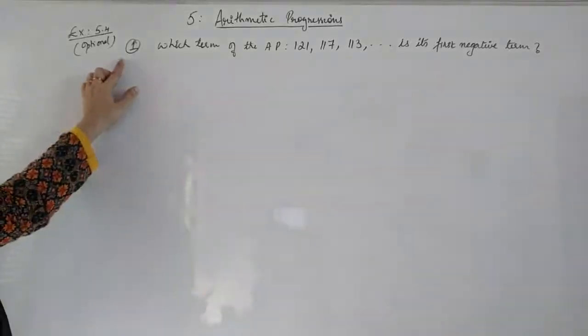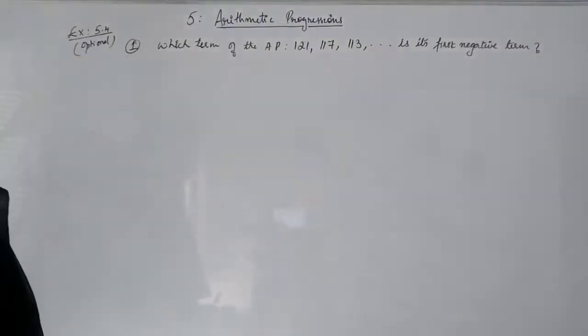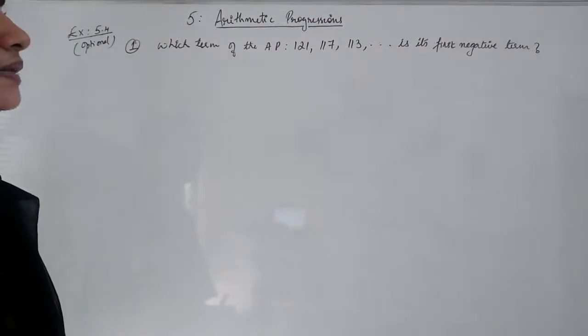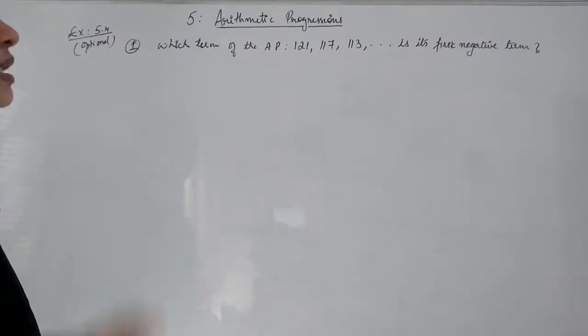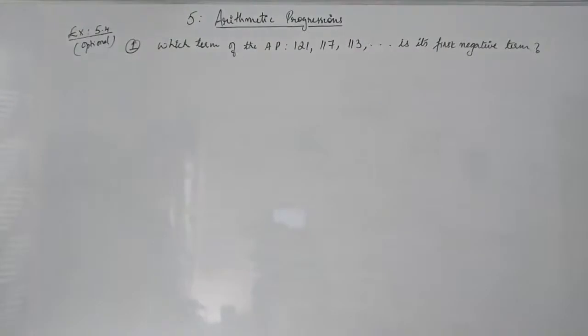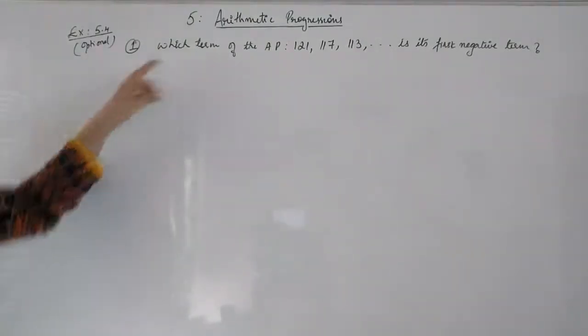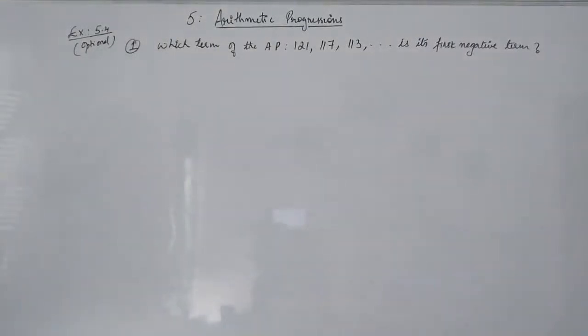Next one is exercise 5.4's optional first one. Which term of the AP 121, 117, 113, etc. is its first negative term? That means you have to find the first negative term and its position. We need not find that term. You should know which term means that n you have to find out. Which term means nth term you have to find out.